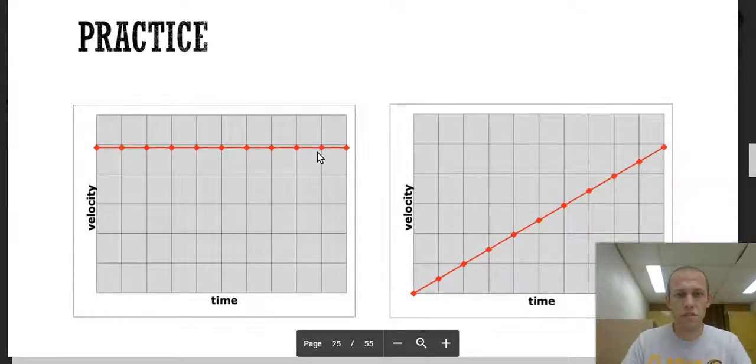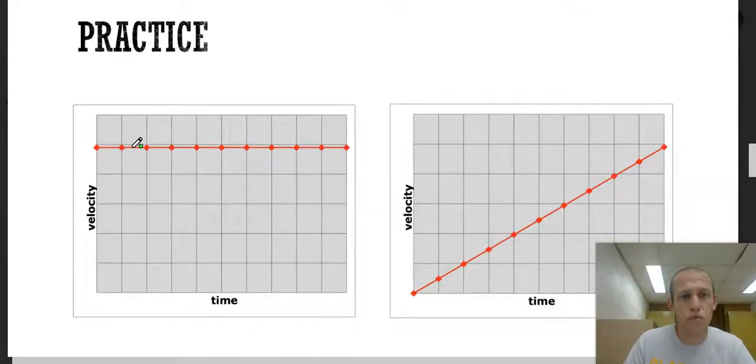All right, let's look at these. Oh, this looks like the one we had before. However, it's a velocity time graph. So the velocity is not changing at all, but it does have a velocity. So this means that someone's moving at a constant rate. So they are moving, but it's constant.